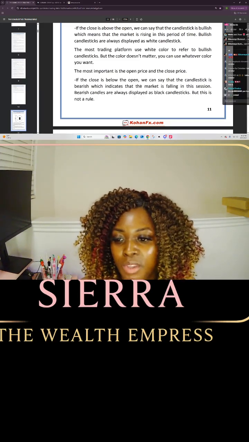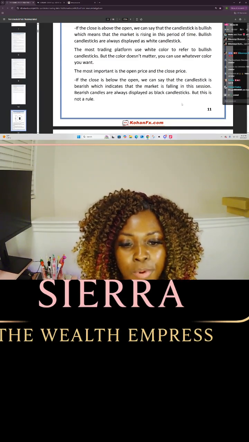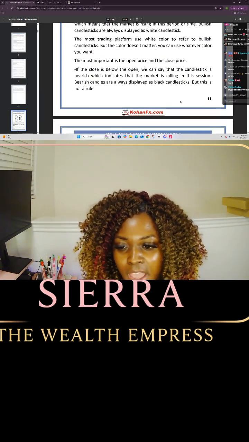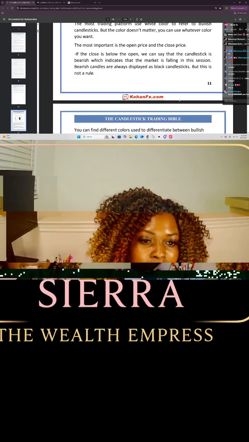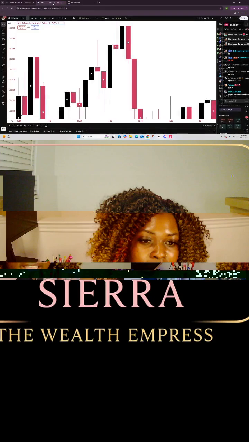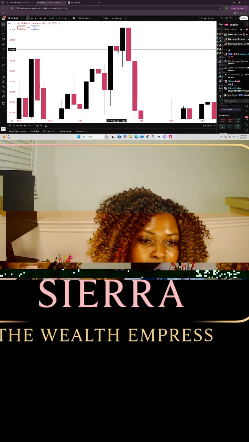The most important is the open price and the close price. If the close is below the open, we can say that that candlestick is bearish. So remember, this is our previous. This is where price opened, this is where price closed, so the close is below the open. That means this candlestick was bearish. Price opened up here, then the sellers came in and pushed it down.